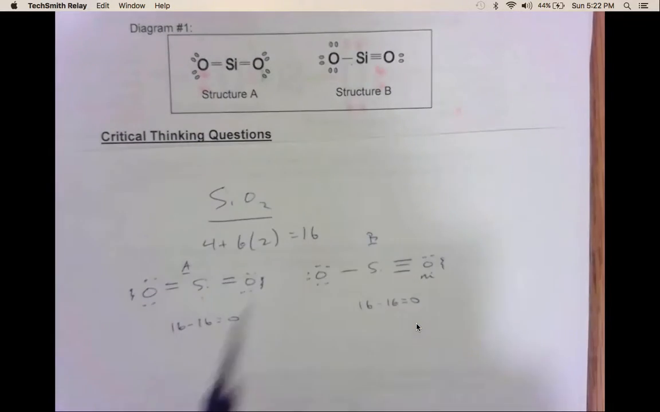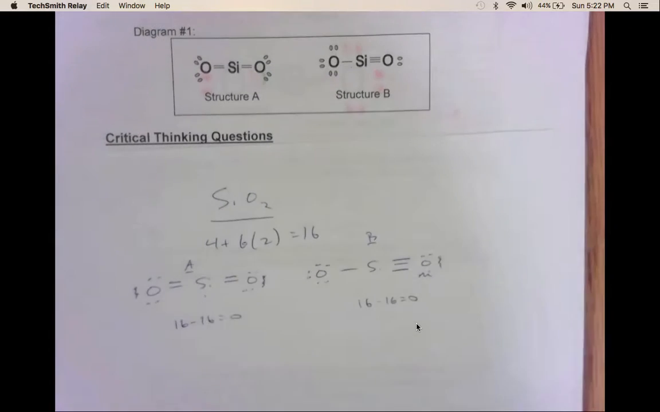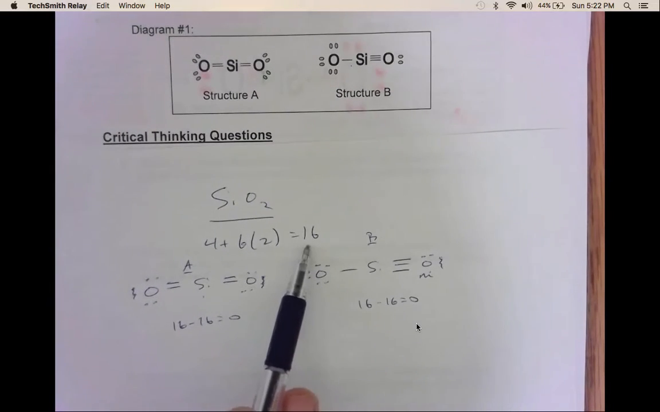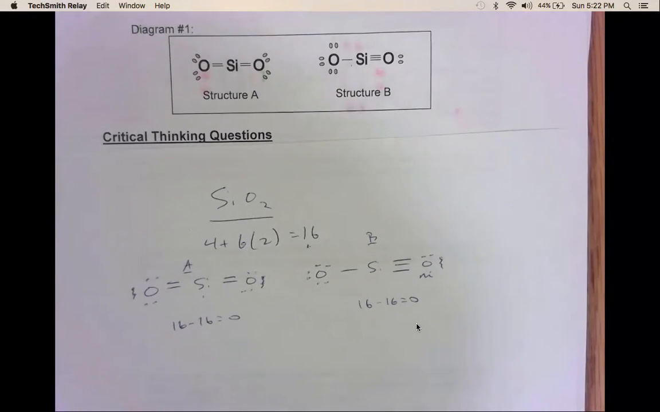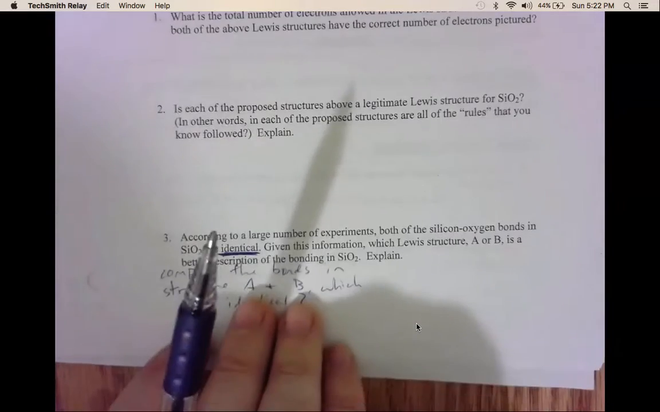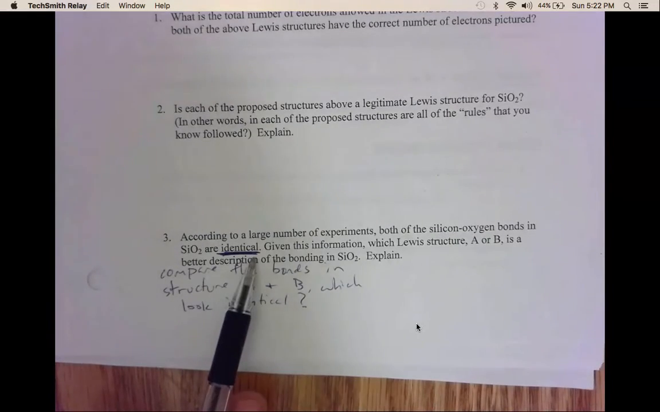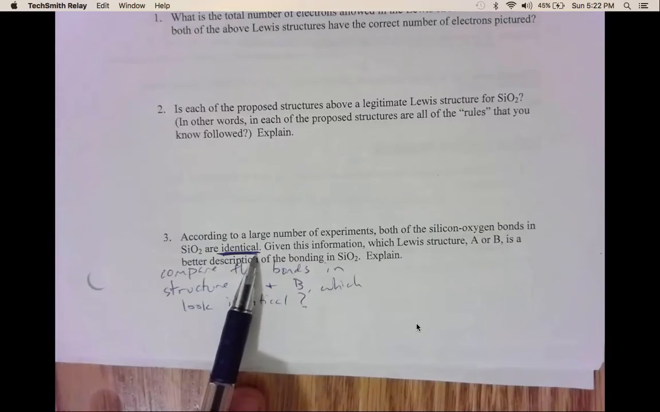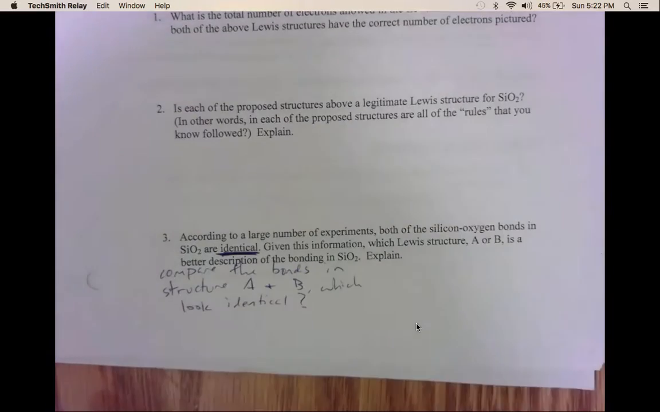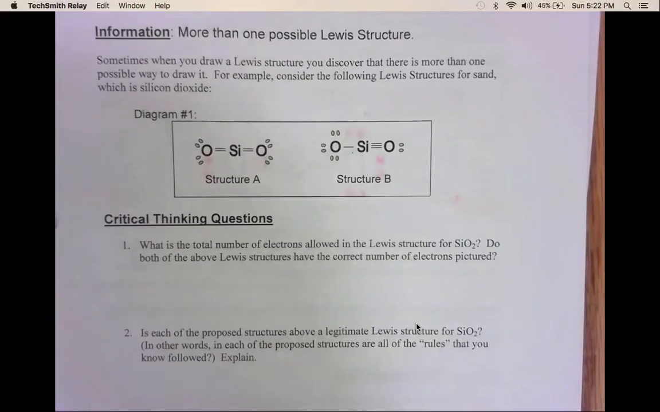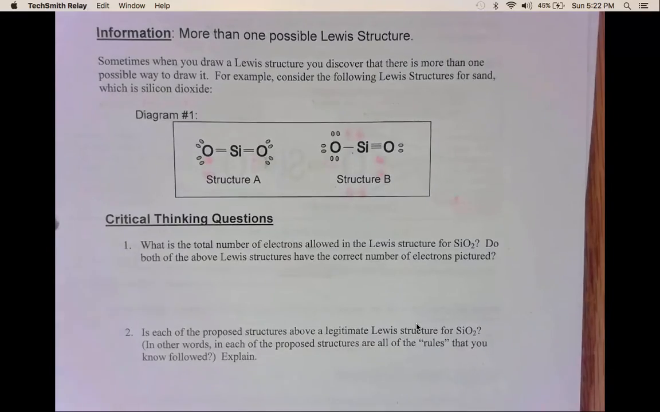So then if you look back at the information given to you, those are the 2 structures you see here, minus the squiggly lines. So that's how both of these fulfill all of the rules. They both have the total number of electrons, which is 16. That will help you answer 1 or 2. Now, when we think about 3, it tells us that in an experiment, scientists found that both of the bonds in sand were identical. So if you look at these 2 structures up here, structure A and structure B, which 2 bonds are identical? And that will help you answer that question.